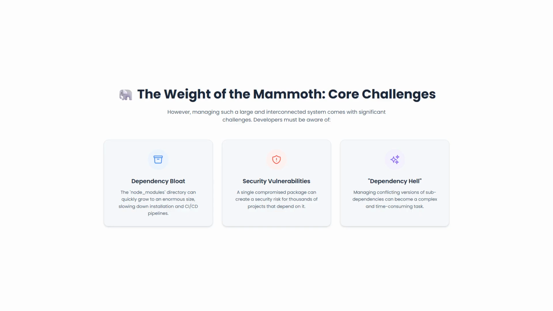And I've heard about security issues, right? That's the scariest part. If a single, tiny, obscure package gets compromised, it can create a security vulnerability for thousands of projects that depend on it without even knowing it. It's a chain reaction. Oof. And what's this dependency hell I keep hearing about? That's when two packages you need rely on a third package, but they need different versions of it. And then you have to spend your entire afternoon trying to resolve the conflict. It can be a real nightmare.